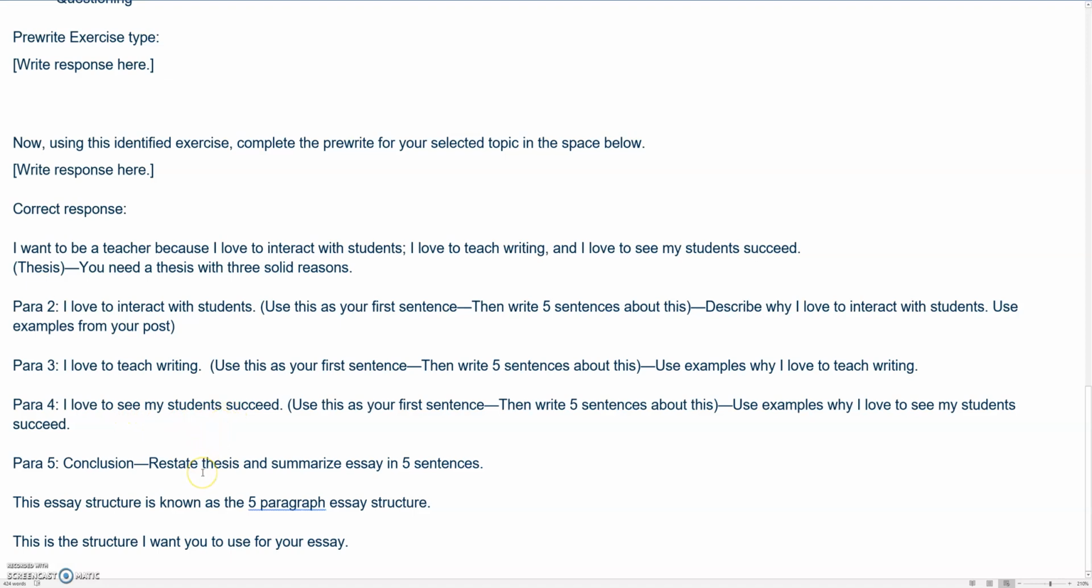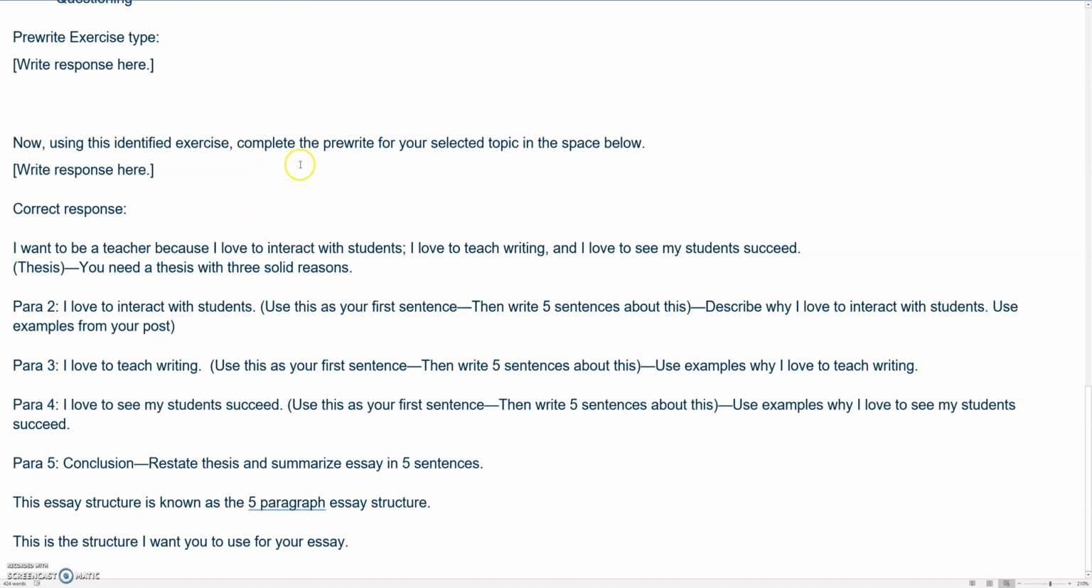And then in your conclusion, you just repeat the thesis, you restate it. So the very first sentence is, I want to be a teacher because I love to interact with students, I love to teach writing, and I love to see my students succeed. Now, when you have your introduction, remember I said that the thesis statement itself is the very last sentence of the introduction paragraph. So before the thesis statement, you need to have 5 sentences on top of this to tell the reader why you became a teacher in the first place.